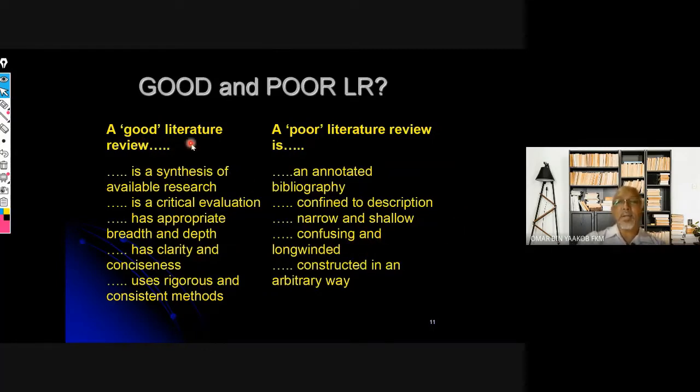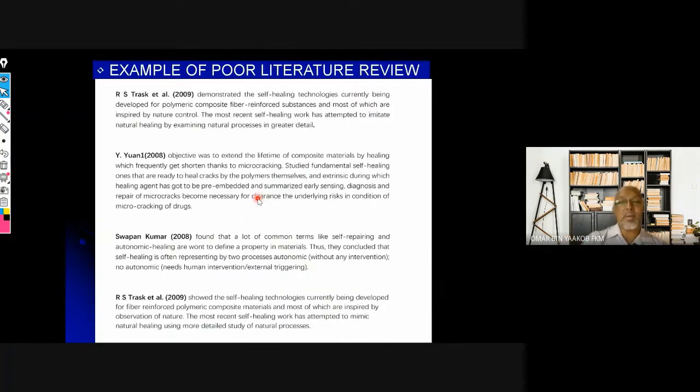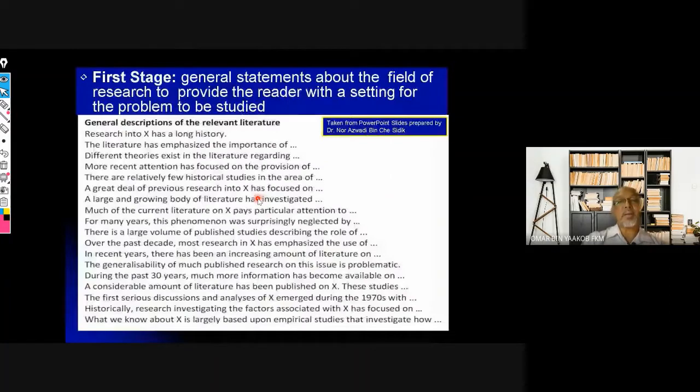But a good literature review for masters and PhD research is a synthesis, with critical evaluation, appropriate breadth and depth, clarity, and a rigorous and consistent method, and so on. So, as you said, this is not good: one paragraph talking about that. But these are many sentences. This is, for example, a way to write a general statement about research: different theories exist in the literature regarding this. So maybe you can give examples of those.